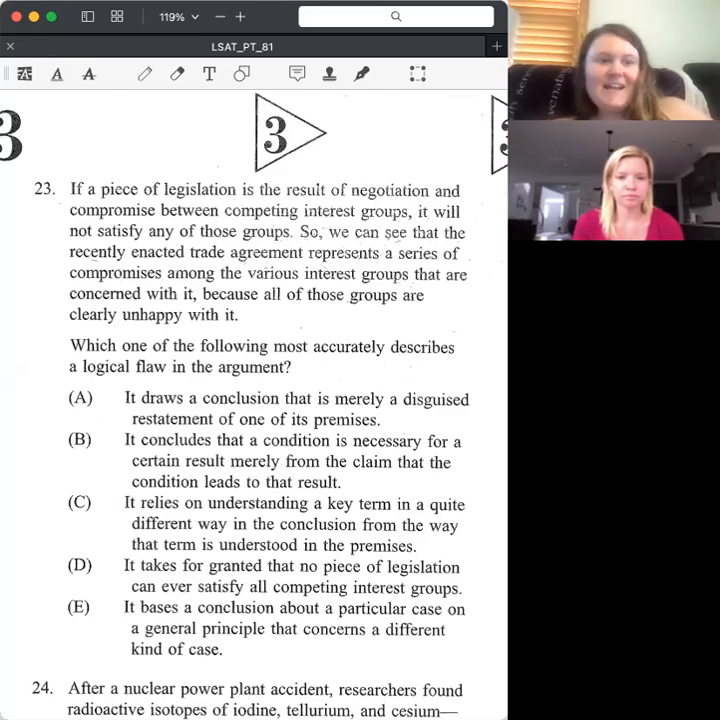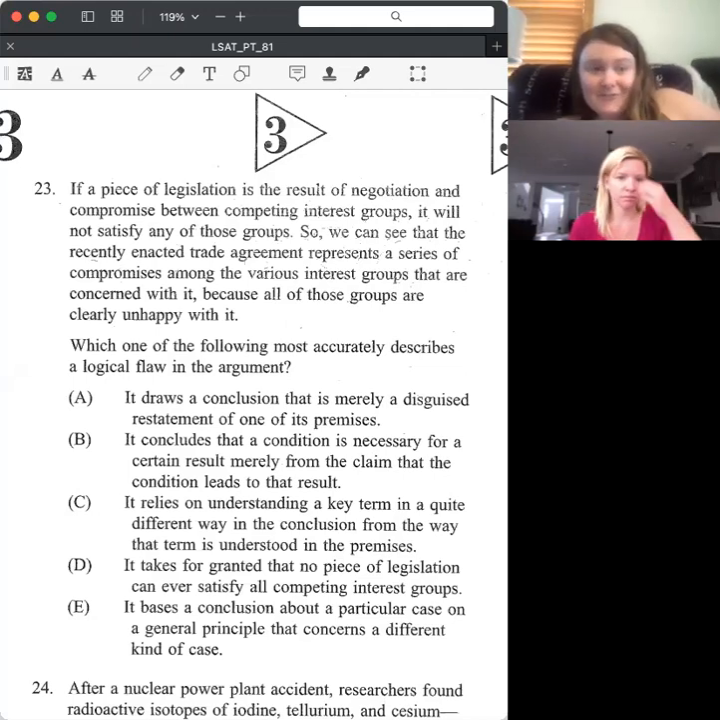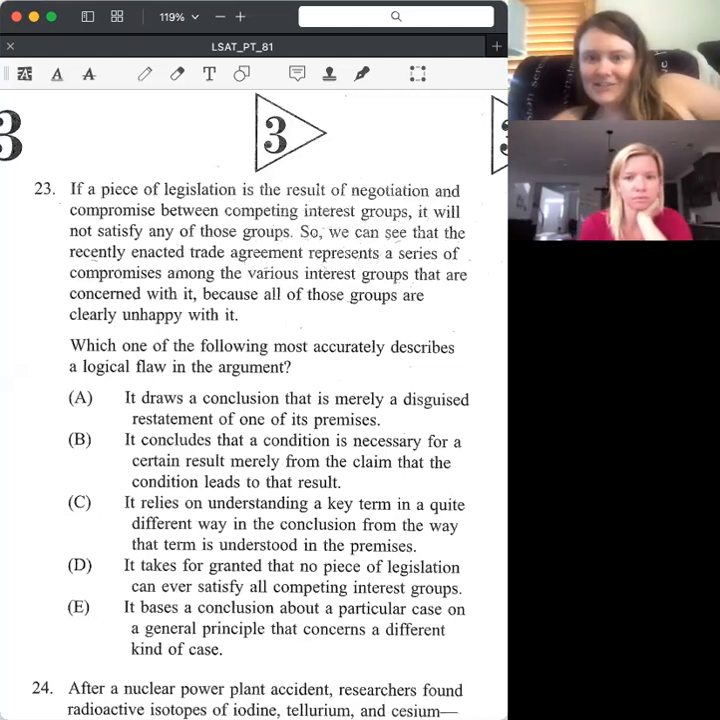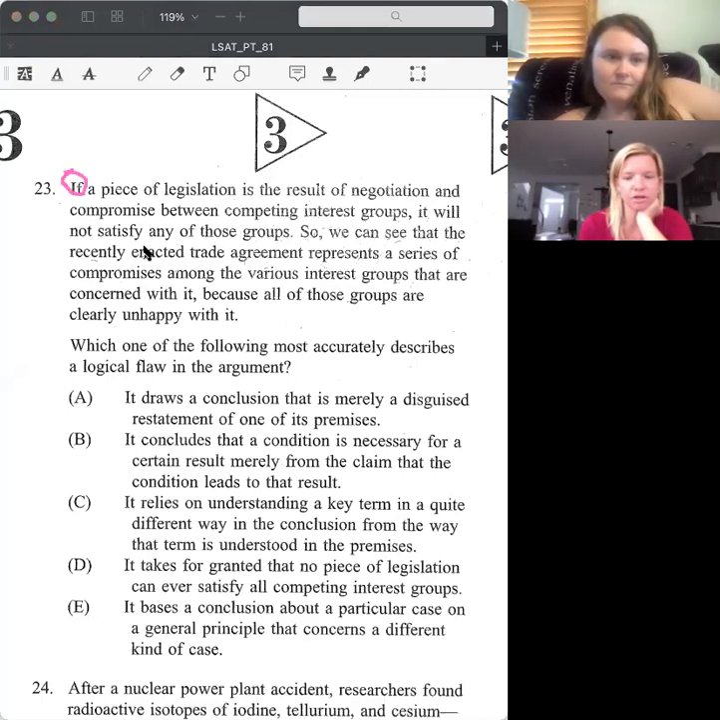All right, so 23 says, if a piece of legislation is the result of negotiation and compromise between competing interest groups, it will not satisfy any of those groups. All right, so what kind of condition does "if" introduce? Sufficient. Yes, so if it is a result of negotiation and a compromise between the competing interest groups, then it's not going to satisfy any of the groups.